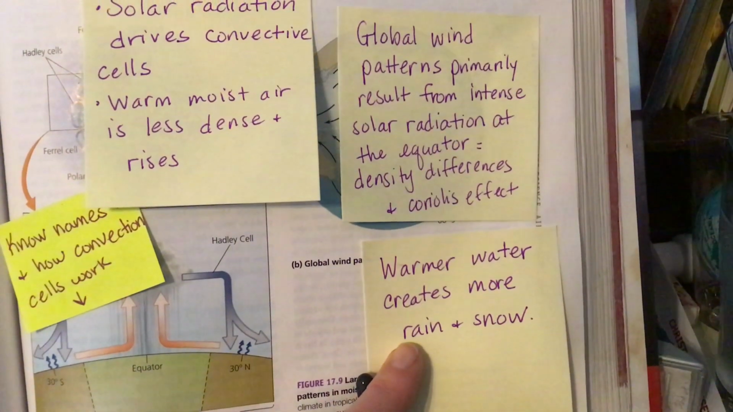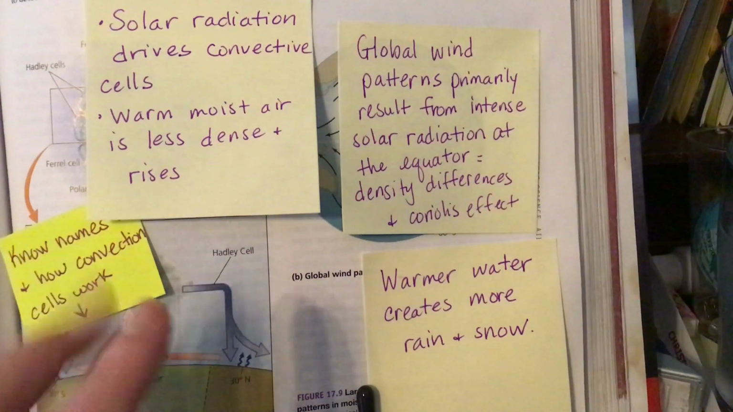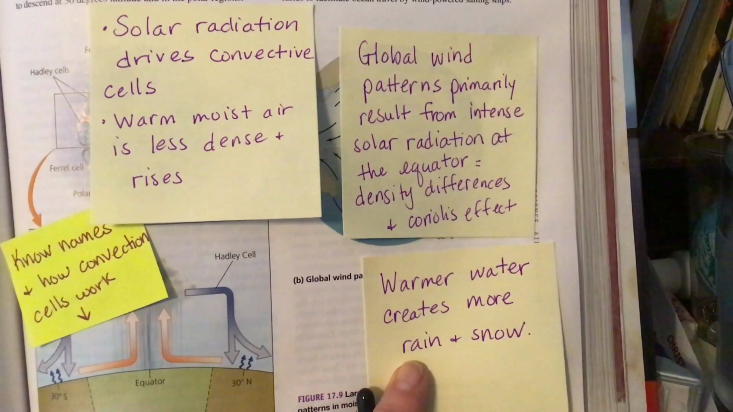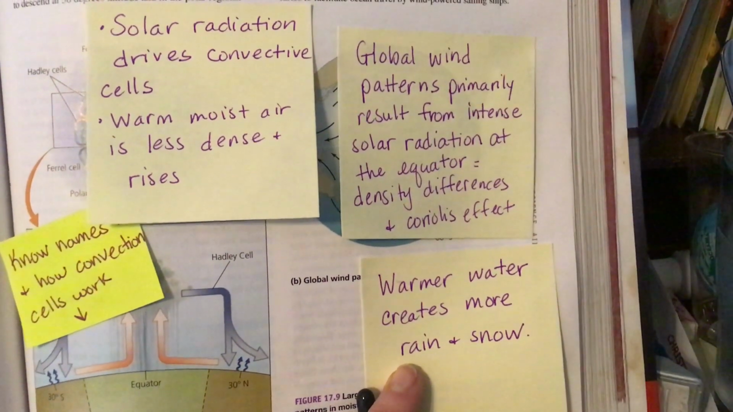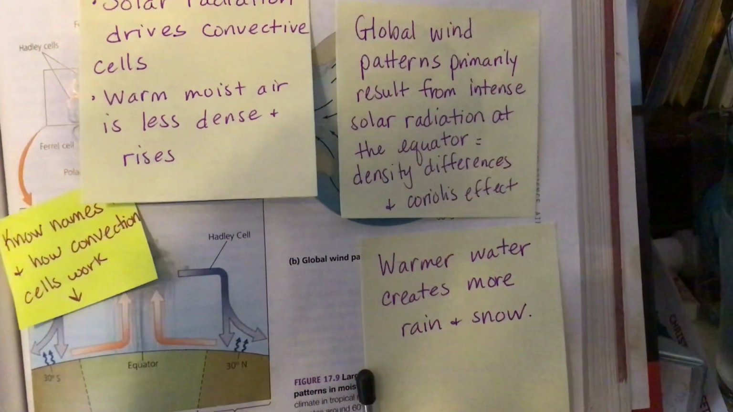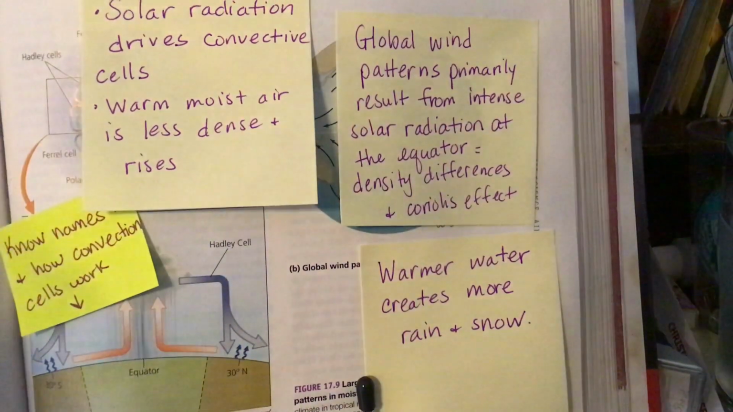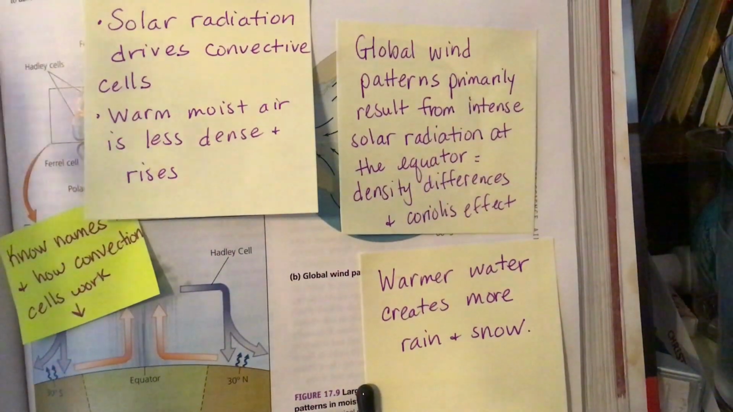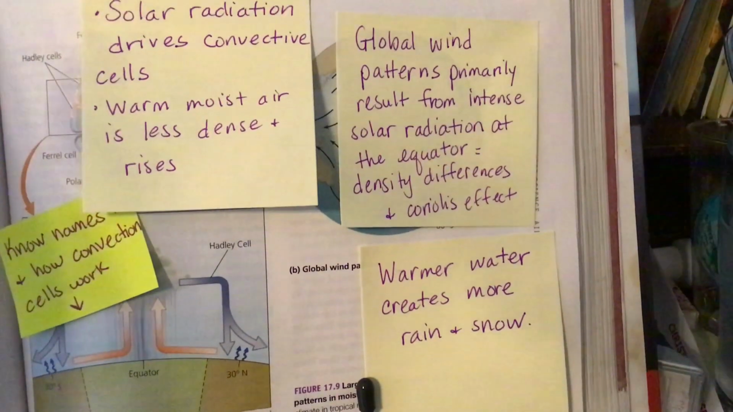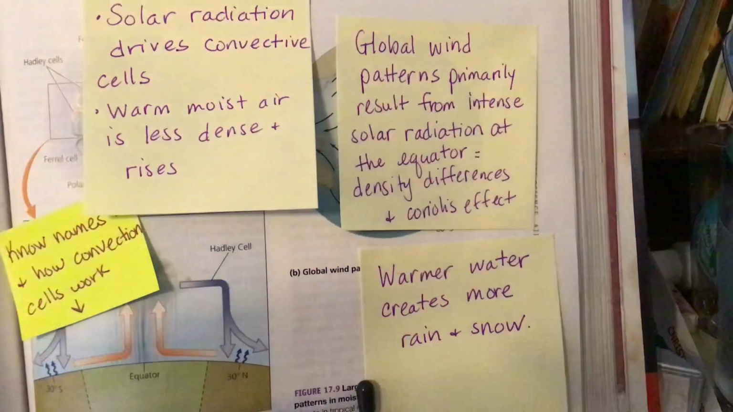So warmer water creates more rain and snow. How this applies here is that one of the reasons why we don't have a lot of rain off our coast is, well, because it's dry air. Also, our water off of our coast is cold, and colder water doesn't evaporate as much.